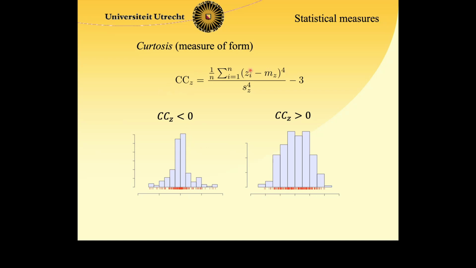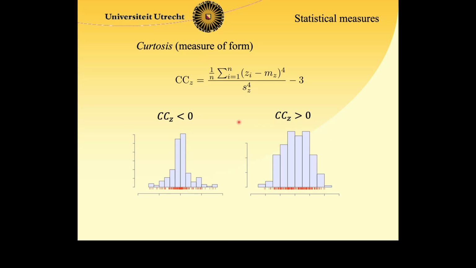How is it calculated? You take the value of the data, you subtract the mean, raise it to the power of 4, take the average of that, and then normalize by the standard deviation to the power of 4. And for a normal or Gaussian distribution, this thing would be 3, so we subtract 3 to have something to show whether it's more peaked than the Gaussian distribution or less, or flatter on the top than a Gaussian distribution.